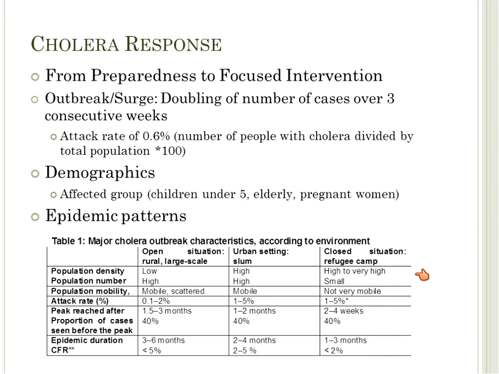You have a large number of individuals living in a closed area. They're not very mobile, so the attack rate is going to be pretty high, 1 to 5%. And the peak is usually reached after 2 to 4 weeks. And then the epidemic duration can be 1 to 3 months, with a case fatality rate of less than 2%.